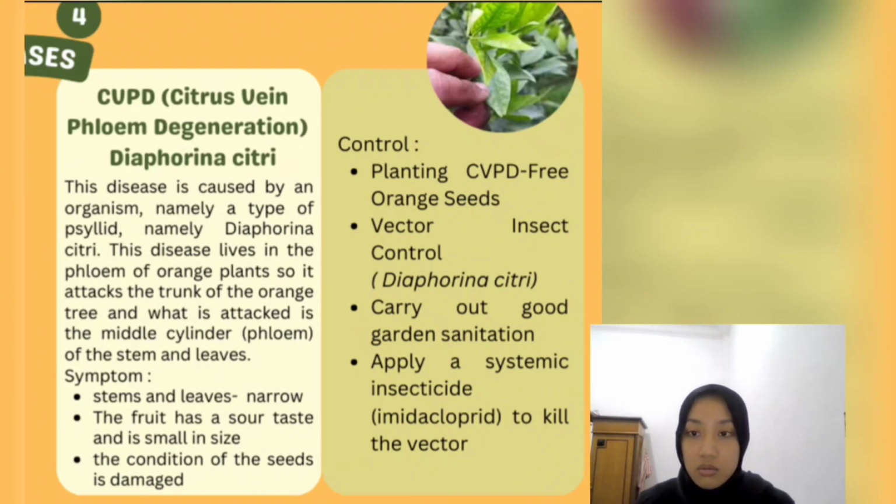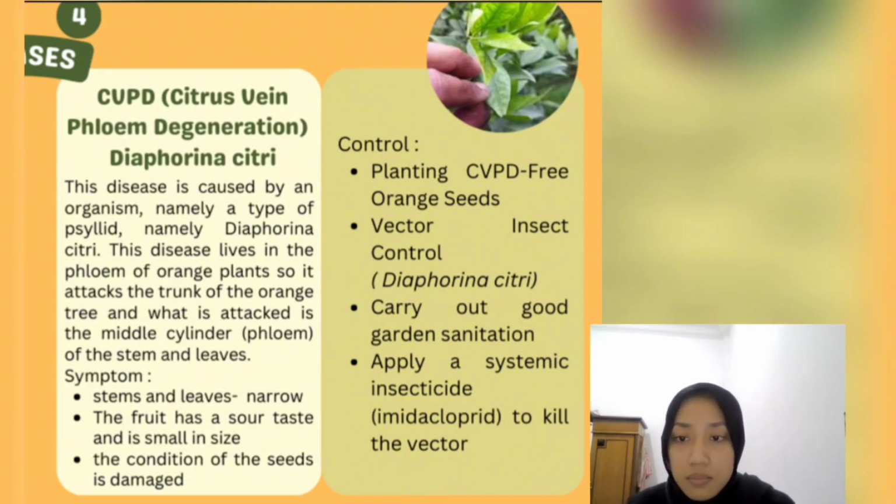Large losses due to the use of orange seeds that are not free from GVBD have a large economic impact on farmers if their plants are affected by GVBD. Vector insect control: Diaphorina G3. Until now, Diaphorina G3 is the only insect that transmits GVBD disease to plants.